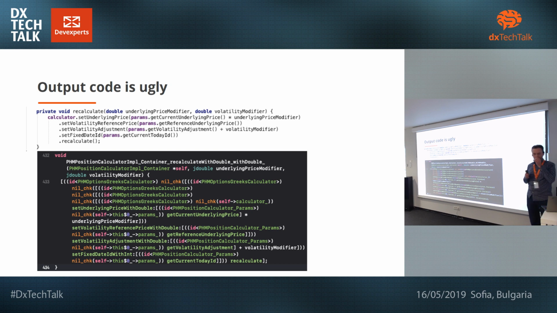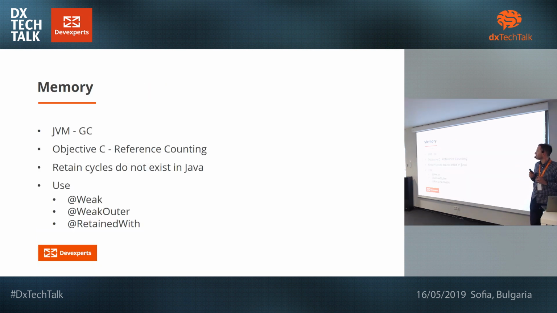But you don't really want to work on this code extensively. You better hide it and use it more in a black box manner. But that's the most striking drawback, though not the most important. The other important thing is that the memory models of the JVM and the Objective-C runtime are different. JVM uses garbage collection, while Objective-C uses reference counting. And the thing called retain cycles simply doesn't exist in Java.